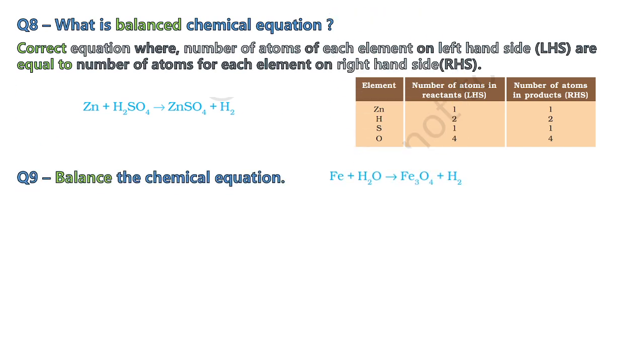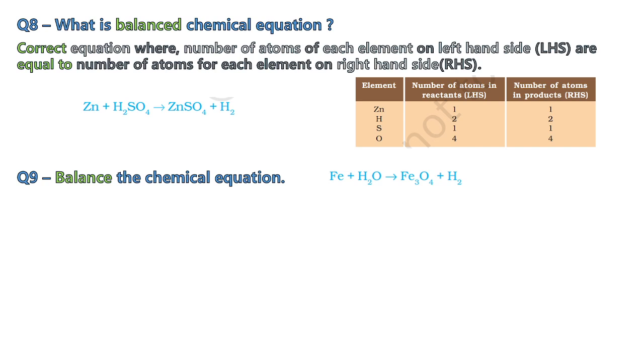Now, let us say we are given an equation which is imbalanced. For example, this equation: Fe, which is iron, the chemical formula is Fe, derived from ferrous, plus H2O, which is water, will give you iron oxide Fe3O4, or ferric oxide, however you want to call it, plus H2, which is hydrogen gas. Now this is definitely imbalanced because you can see we have three Fe atoms on the right hand side and only one on the left, and O atoms we have four on the right and only one on the left.